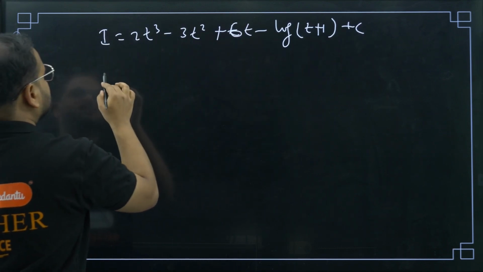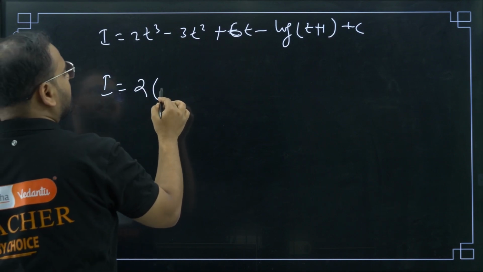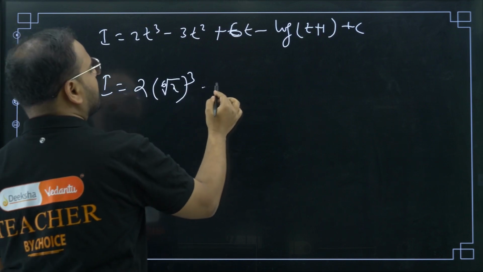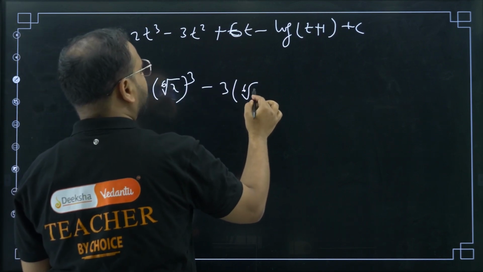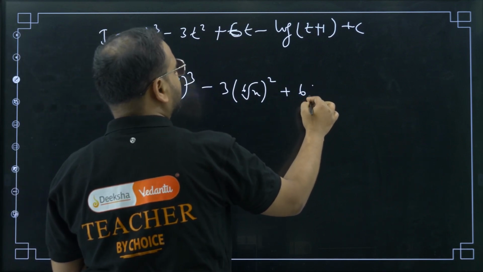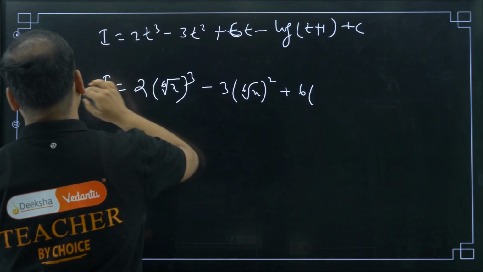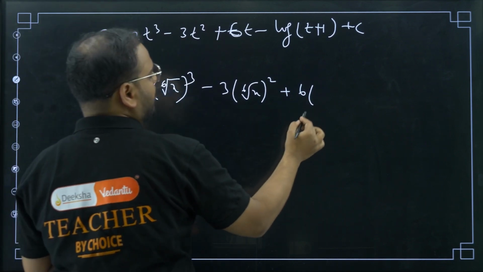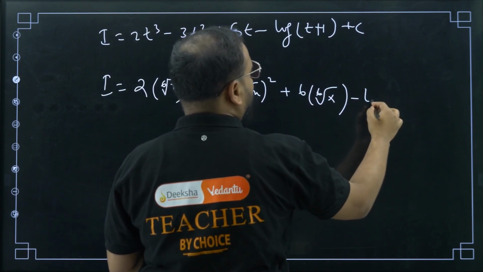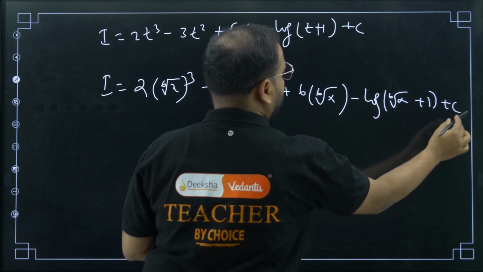I replace the values now for x. I get 2 times, where t is the 6th root of x, to the power 3, minus 3 times the 6th root of x to the power 2, plus 6 times the 6th root of x, and last one minus log of the 6th root of x plus 1 plus c. Am I right?